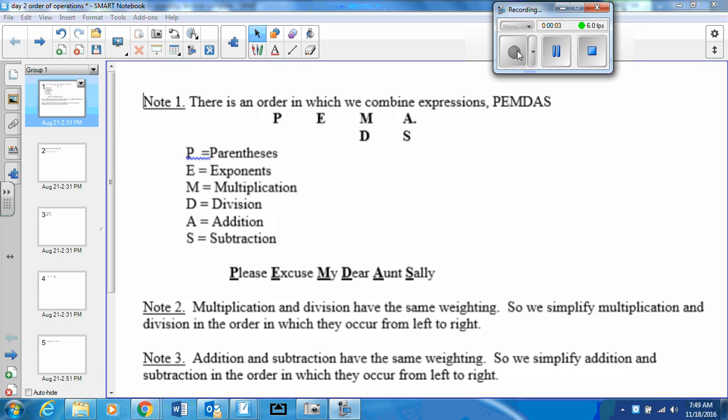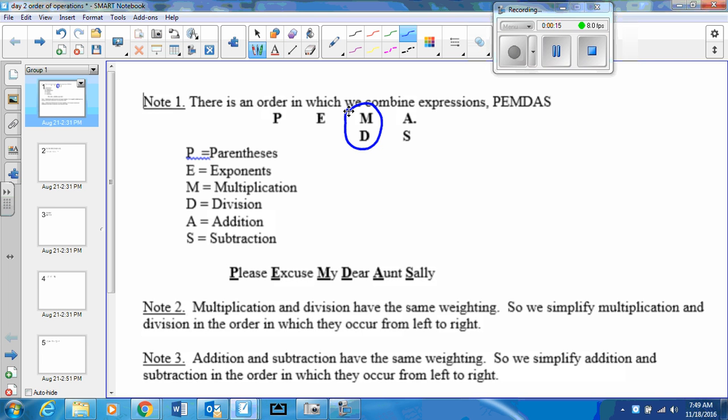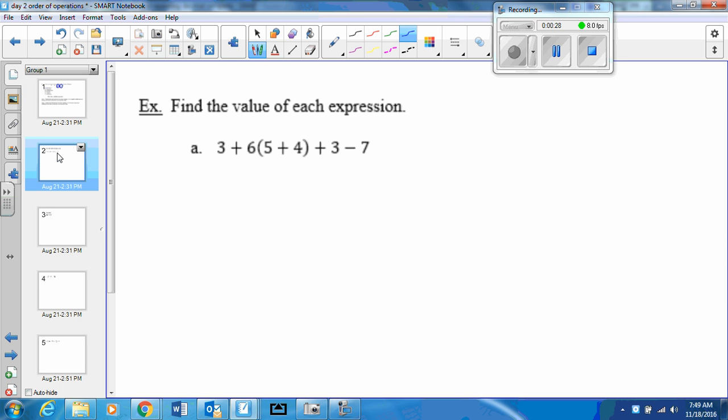This video will help you solve problems involving the order of operations. So remember the order of operations. Please excuse my dear Aunt Sally: parentheses, exponents, multiply, divide, and you do those in the order that you see them in the problem, left to right, and then add, subtract, and you see those in order as you read the problem from left to right. So looking at some examples, find the value of each expression.